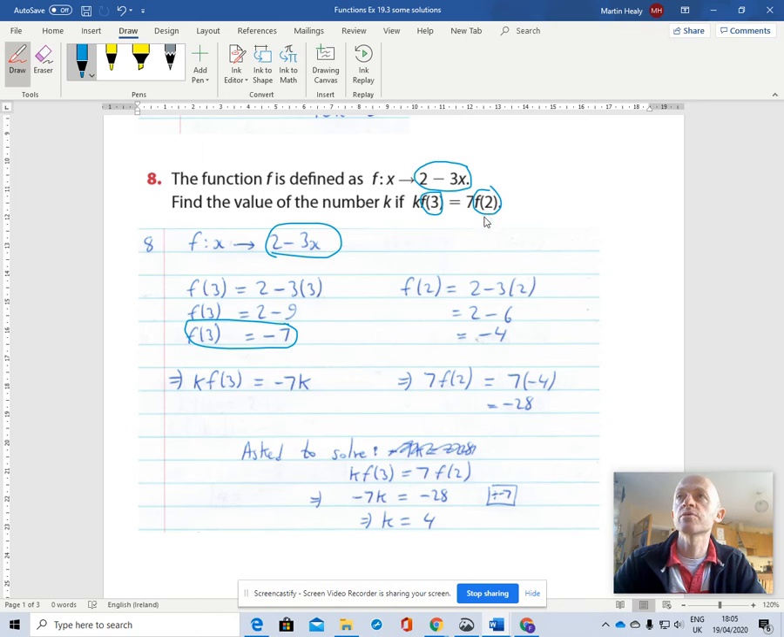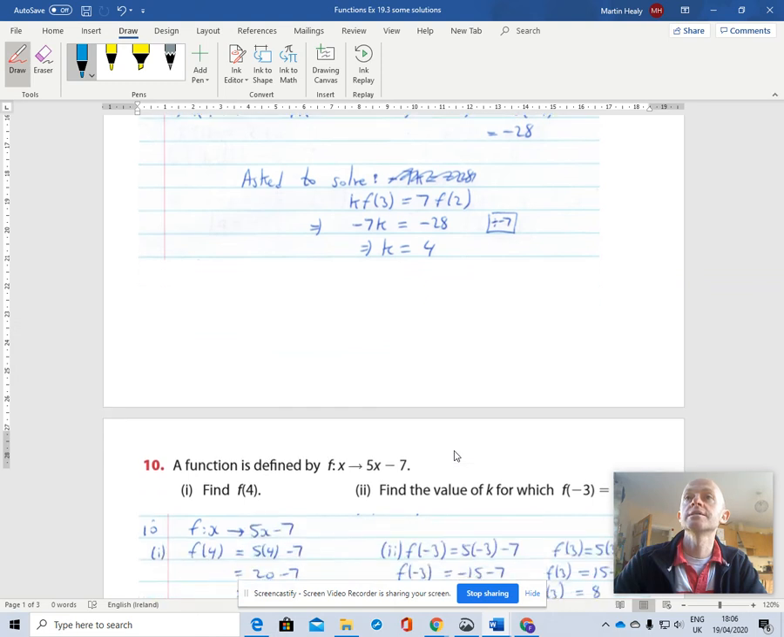And on the right hand side here, I'm asked to work out 7 times f of 2. The first thing I do is work out f of 2. That turns out to be minus 4. Well, then k times f of 3 is equal to minus 7k, and 7 times f of 2, which is equal to minus 4, is equal to 7 times minus 4. That equals minus 28. And then you're asked to let those two equal each other and try and solve the equation. So we're asked to solve k times f of 3 is equal to 7 times f of 2. That becomes minus 7k is equal to minus 28, and k therefore is equal to 4 when you divide both sides by minus 7.